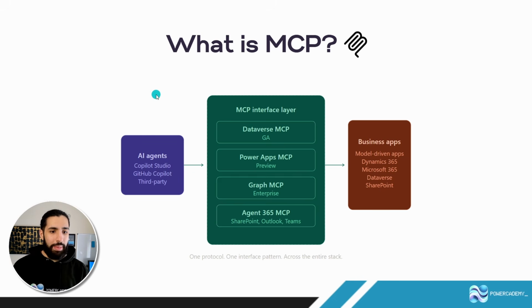If we look at this diagram, you have your AI agents on the left-hand side, and these can be Copilot Studio, GitHub Copilot, or any third-party applications like Claude. You have your MCP interface layer in the middle, like the Dataverse MCP in this case, and this layer talks to your business apps. It's that wedge in between your AI agents and your business applications. So instead of building custom integrations for each of these different areas, you can just connect to one interface layer, which can then speak to your business apps. What Microsoft has done is turn Dataverse into one of those MCP servers, which means Copilot Studio, GitHub Copilot, and Claude can now all talk to your business data within Dataverse.